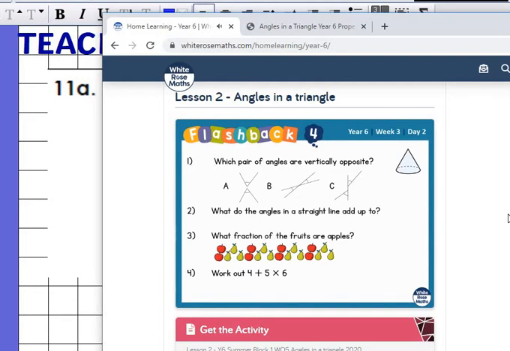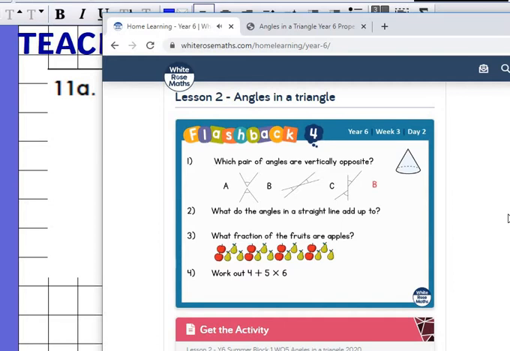Now, a problem with two of them is that they're not connected by a common vertex. I wonder which two that might be. Well, we can see that A are not joined together at all. They don't share a common vertex or a common line. And C, there's no common vertex between the two angles. So B is the only one that is vertically opposite.